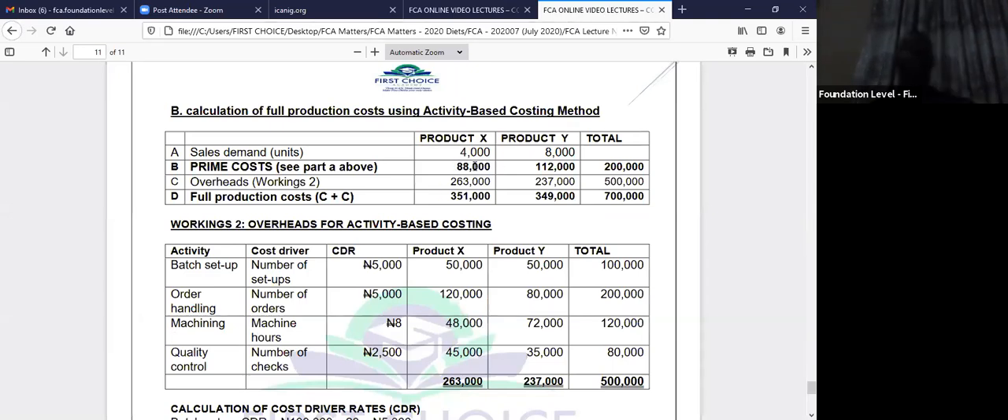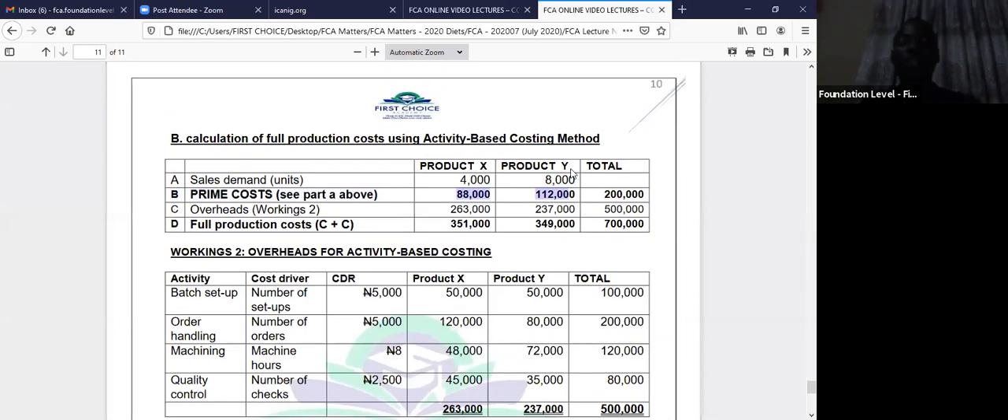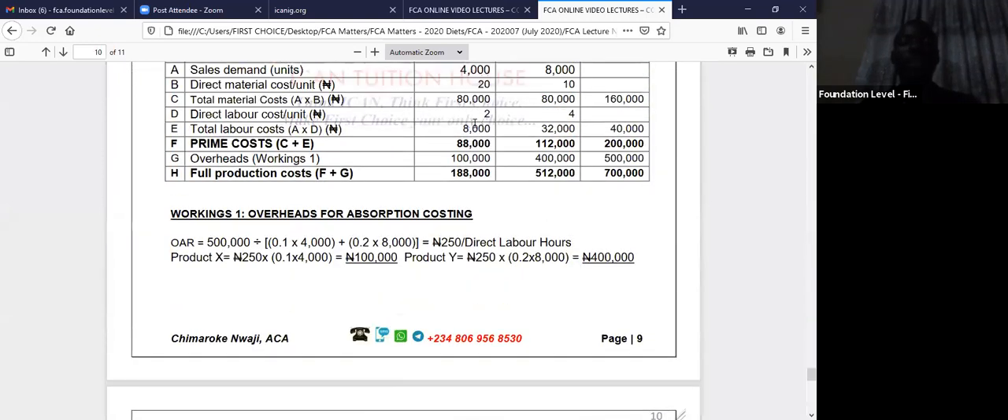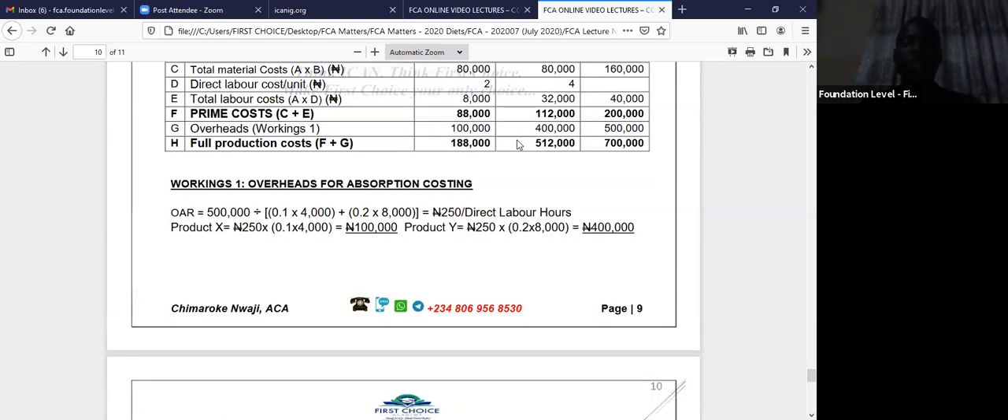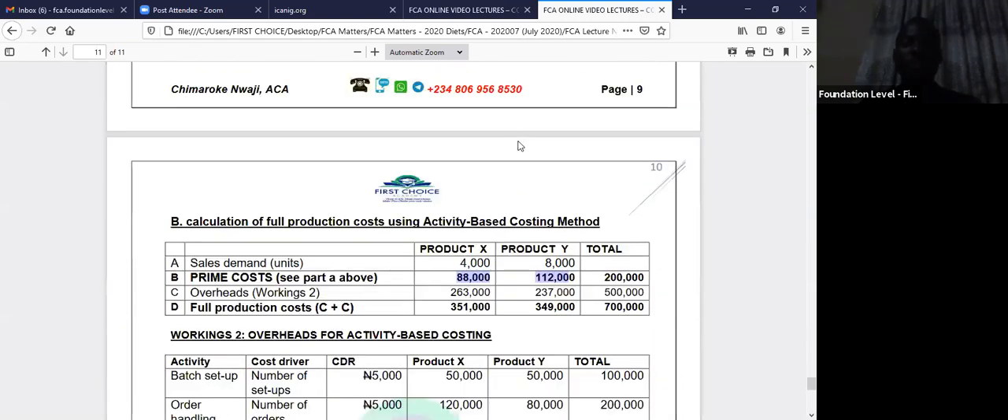The next thing we are told to do is to bring our prime costs. This our prime costs is the same way we treated it in absorption costing. So it is this 88,000 that we got before is what we are now using. You look at it where if you add them up, 88 plus 112 gives you 200,000. That's beautiful. Workings for overhead. How did we apportion the 500 to each department? So this is what we will do.